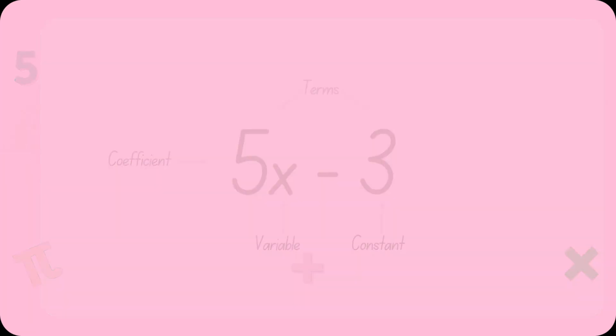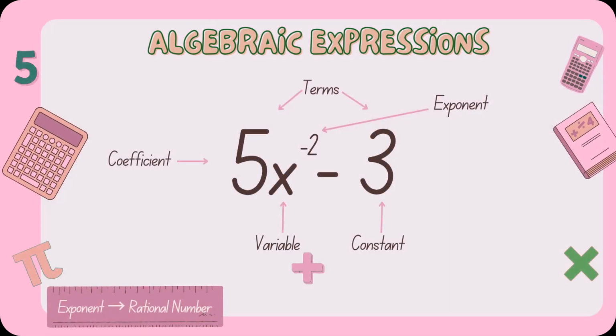So let's try to understand what happens when an exponent comes. The exponent can be an integer, the exponent can be a fraction, let's say 5x raised to 2 by 3, plus x raised to 5 plus 3. How many terms are there? There are 3 terms here. That's the only difference. We have an exponent. The exponent here is 2 by 3, the exponent here is 5, and so on. So this is an algebraic expression where the exponent can be a rational number.